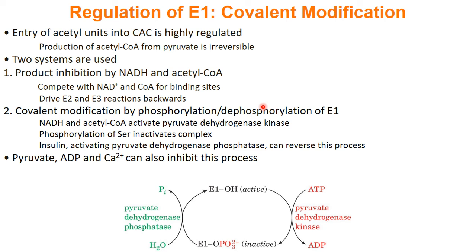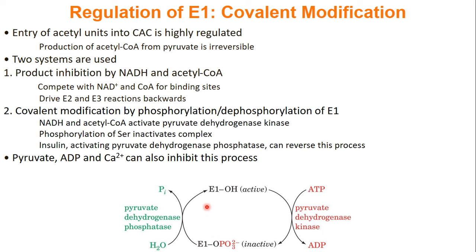So just by inhibiting our enzymes with our products, we're stopping it, and in some cases we can actually make it run in reverse. We also can use covalent modification by phosphorylation of E1 to inhibit this first step of the citric acid cycle. NADH and acetyl-CoA will activate the enzyme pyruvate dehydrogenase kinase. What this will do is phosphorylate a serine residue on pyruvate dehydrogenase. Once E1 has been phosphorylated, this complex is now inactive.